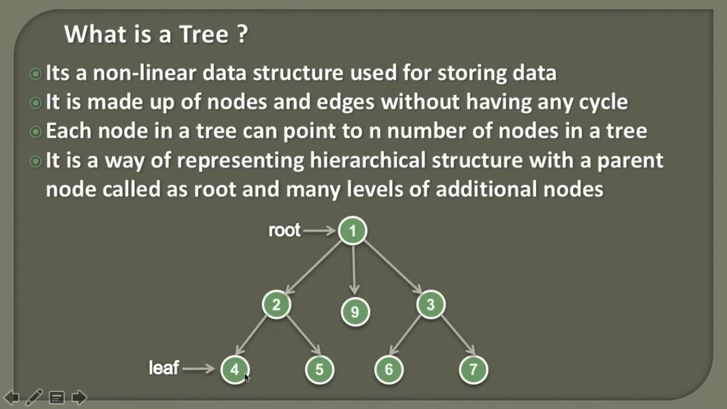And also a node which is not pointing to any other node is generally called a leaf. So here you can see that node 1 is the parent of 2, 9 and 3. Node 2 is the parent of 4 and 5. And node 4 has no children, therefore this is called a leaf node. Similarly 5 is a leaf node, 6 is a leaf node, 7 is a leaf node, 9 is a leaf node because they don't have any children. Moving ahead.